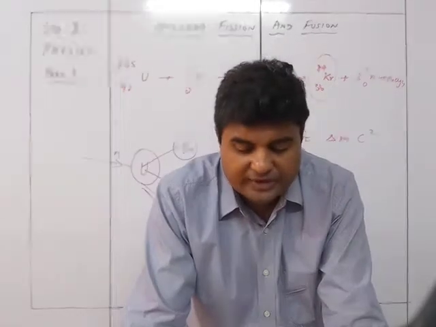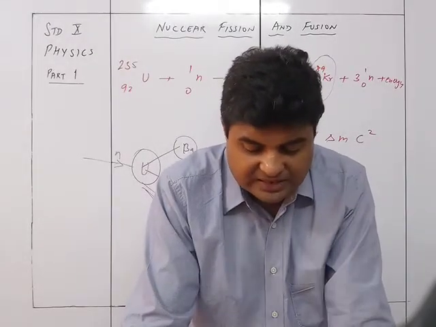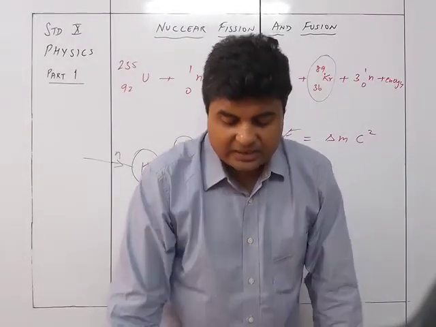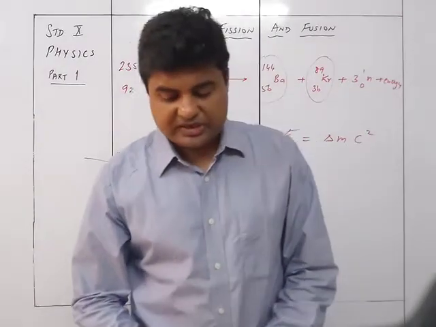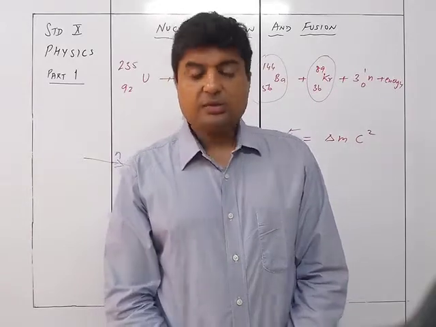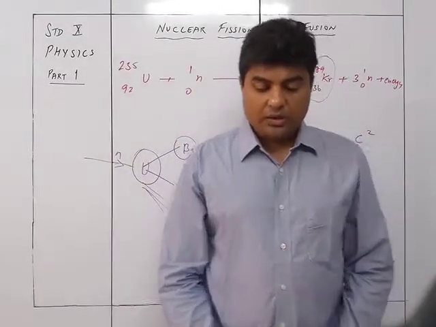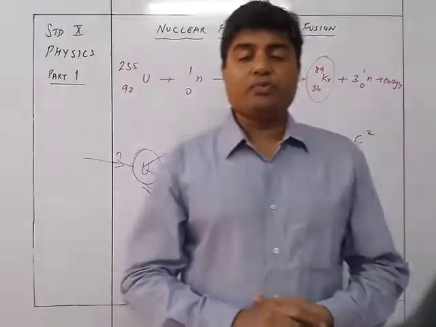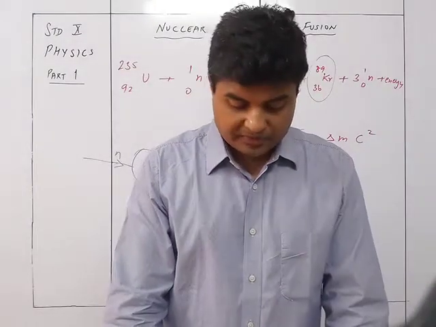For the constructive use, the fission process is used in the nuclear reactor, where the rate of release of energy is slow and controlled. This energy is used for generating electric power. So this is how the constructive use of nuclear fission takes place.